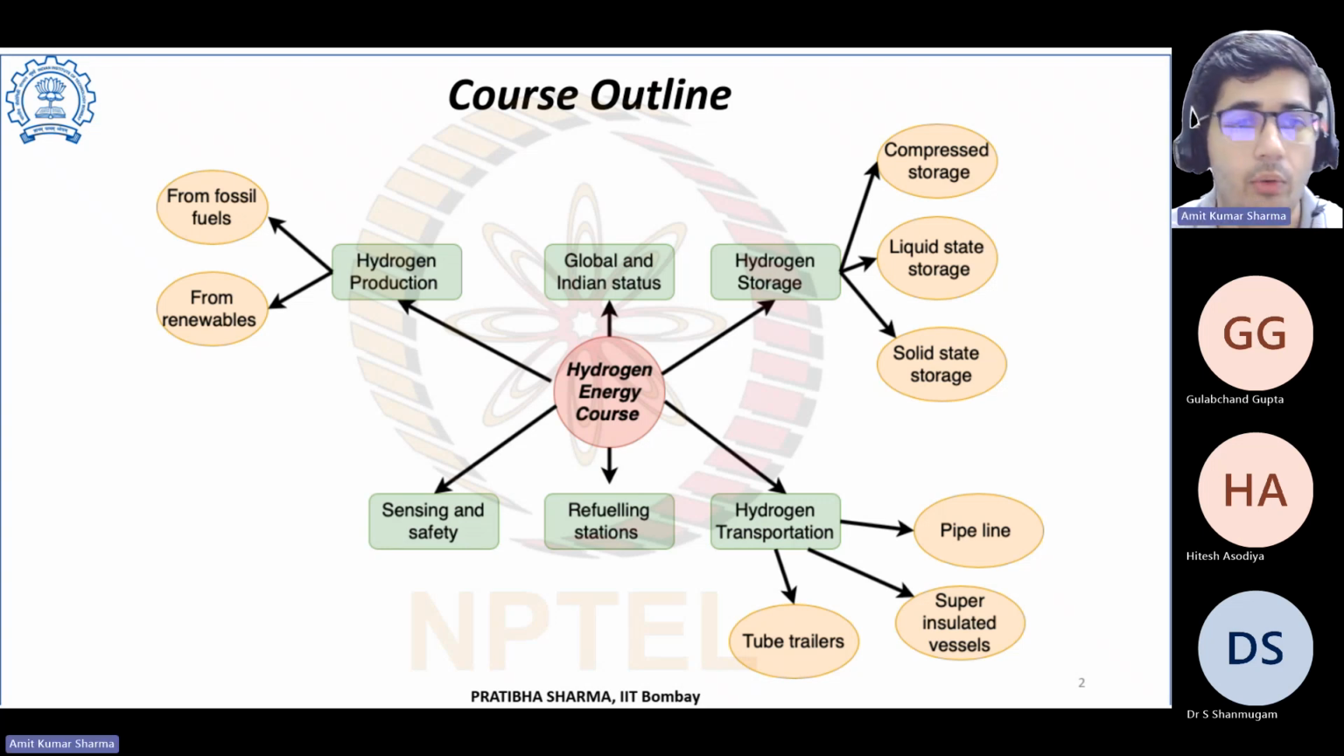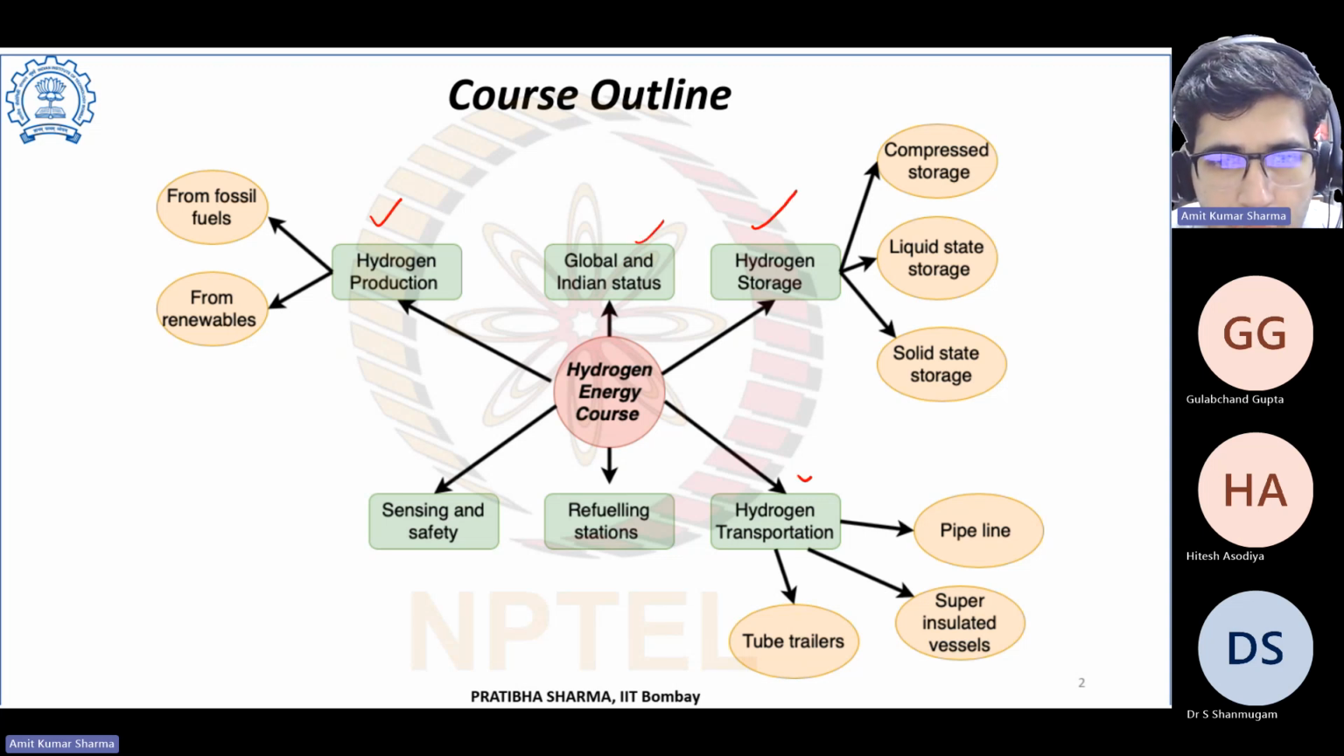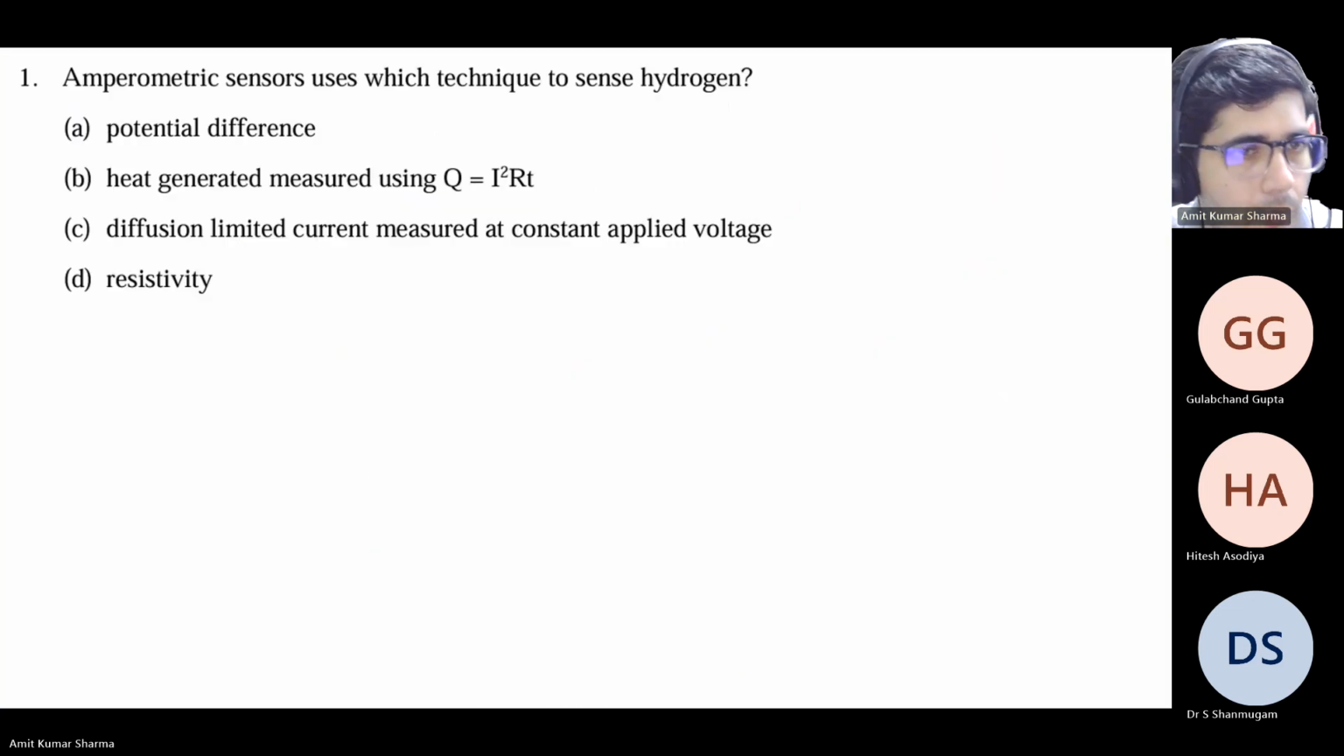So this is the course outline. As of now, we have covered hydrogen production, storage, and transportation. Something about refueling stations also we have covered. Now we are in sensing and safety. So let's see more about this topic. We will start from questions and then we will go into discussions.